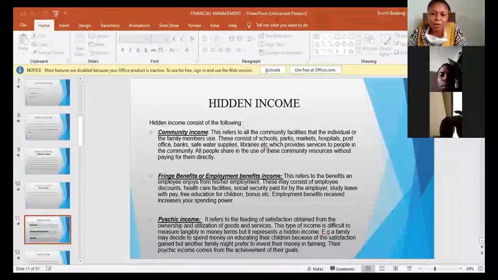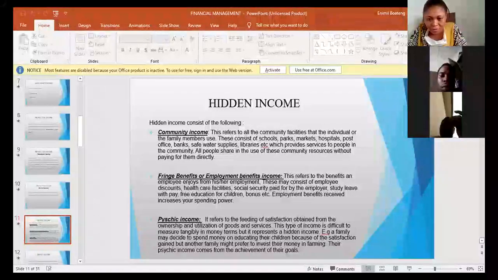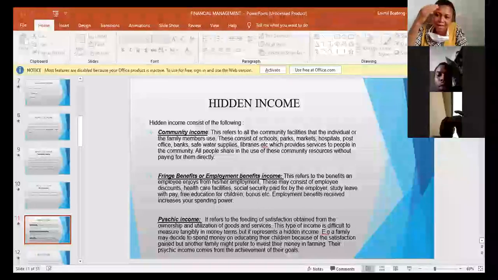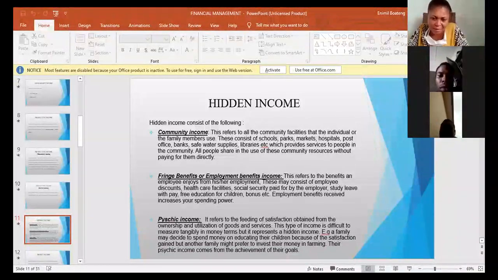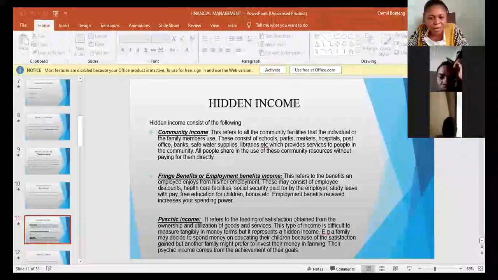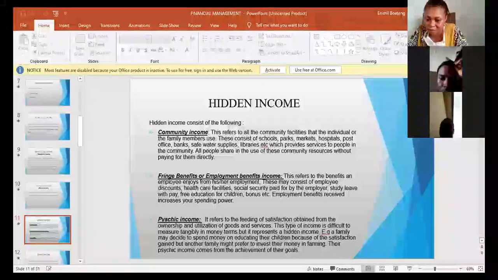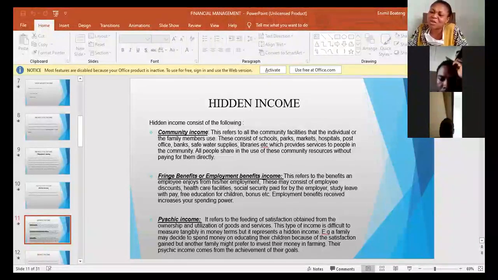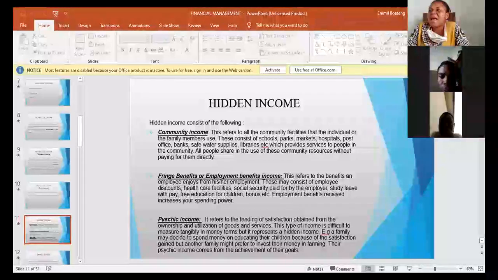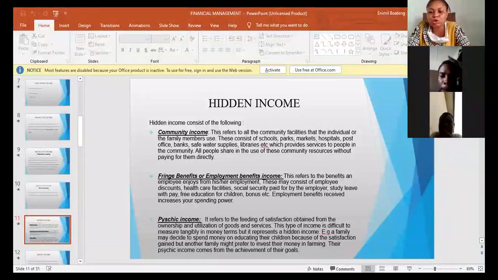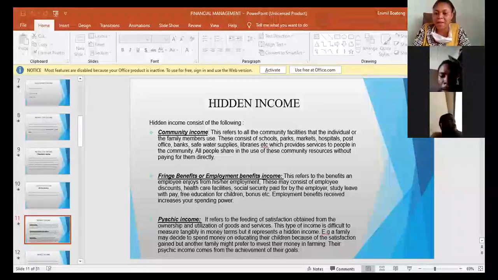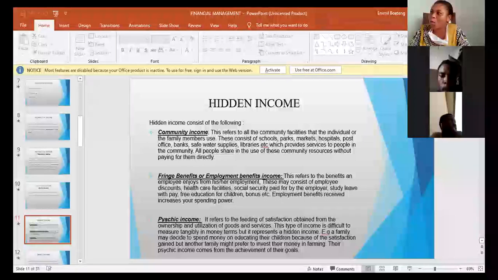Now, the next example of hidden income is psychic income. When we talk about psychic, it has to do with the mind or feeling. So it refers to the feeling of satisfaction obtained from the ownership or utilization of goods and services. Now, with psychic income, it's not something you can really measure, but it comes as a result of you feeling satisfied for how you use your finance. For instance, as your parents are investing in you right now, one day they will say, wow, my son, I didn't invest in vain. He has his own hotel.